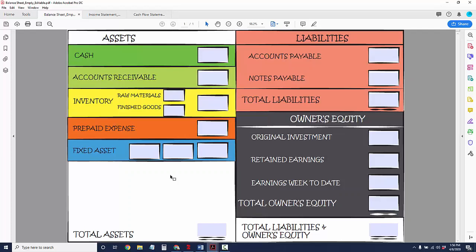The first thing that's going to happen is you're going to get $5 in cash, which is wonderful because you will need cash to run your business. Also, owner's equity is going to increase with $5 under original investment.